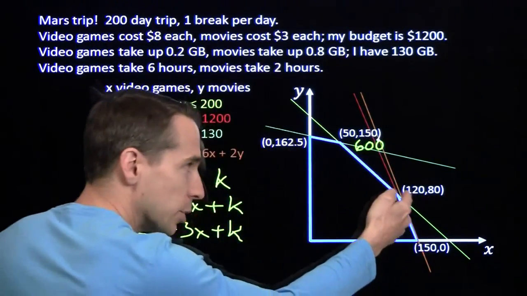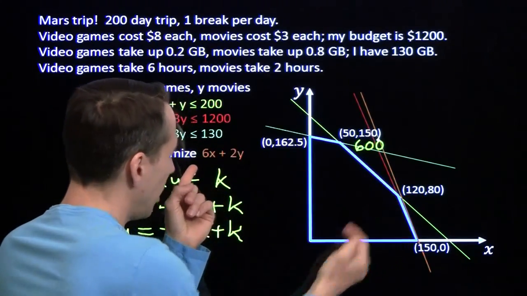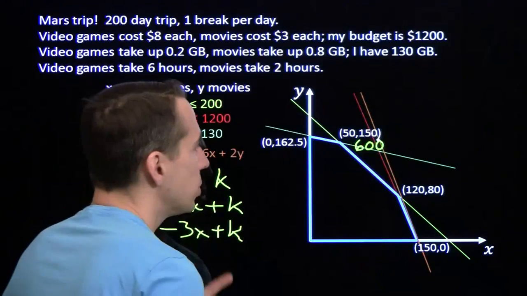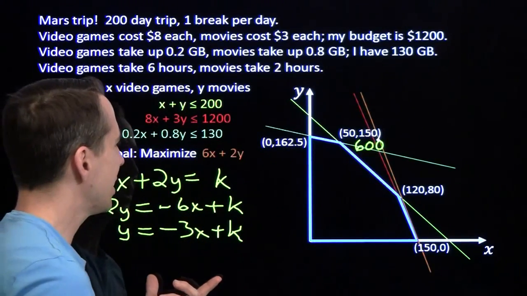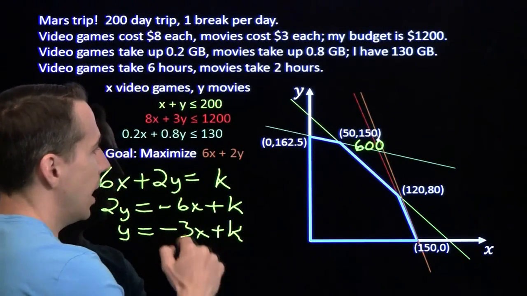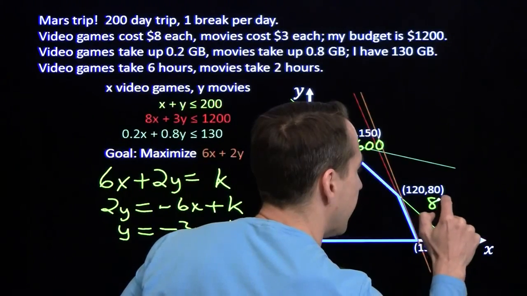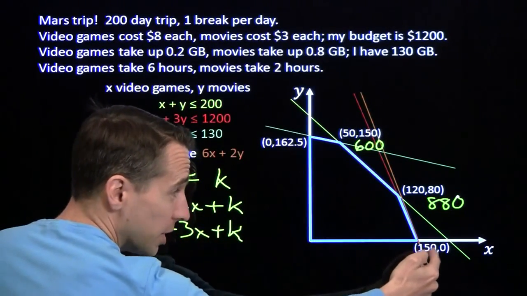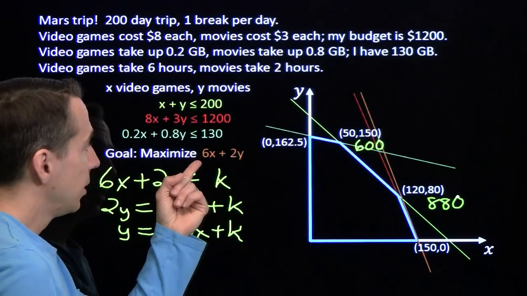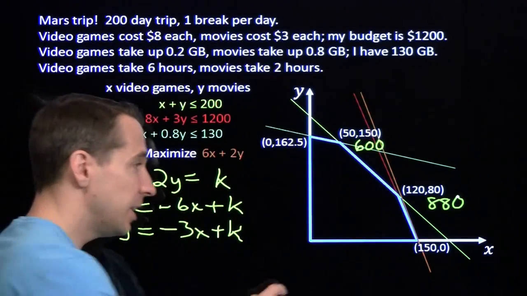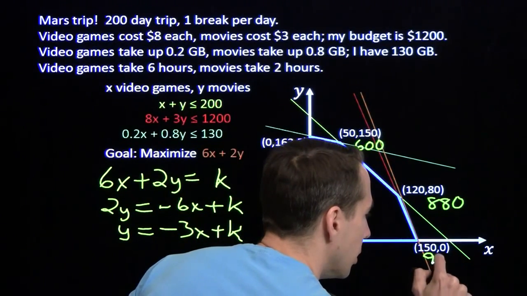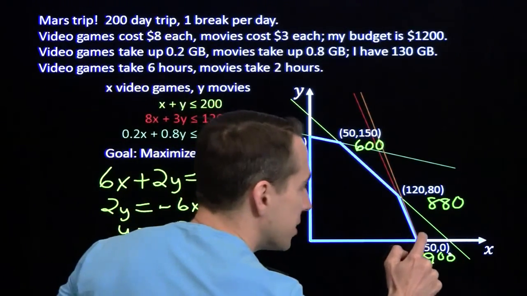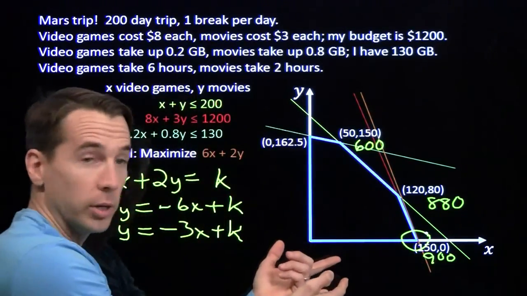But look what happens when we try this point here. 6 times 120 gives us 720. We're already above that. 2 times 80 gives us another 160. So 160 and the 720 that we already had gives us 880 for that point. But then when we put this point in, the 150, 0, 6 times 150, that gives us 900. So 6x plus 2y is 900 for that point out there. This point out here is the winner now.